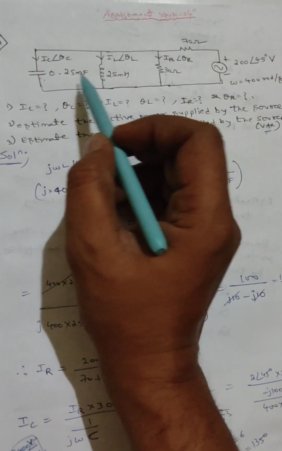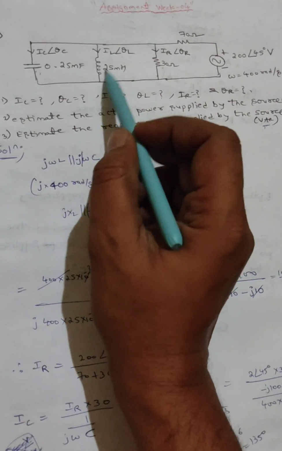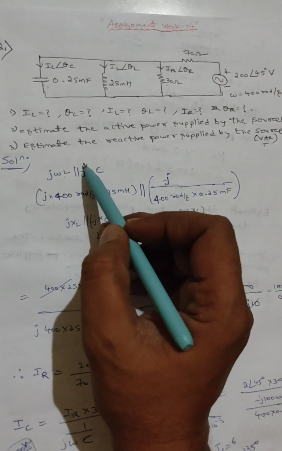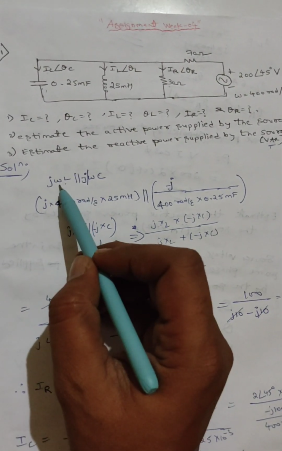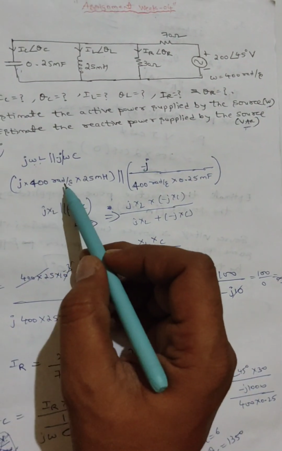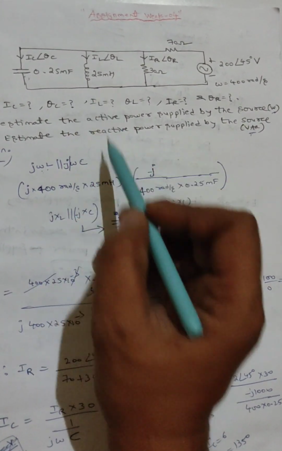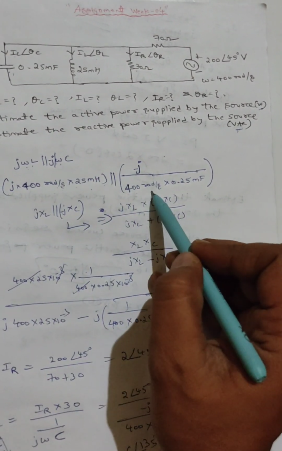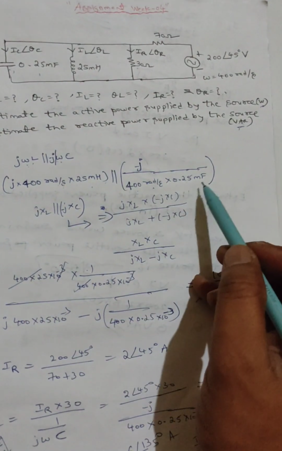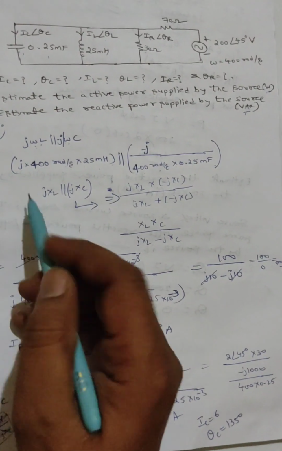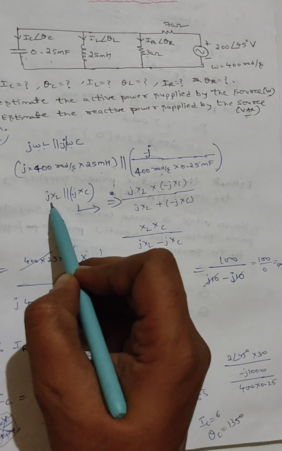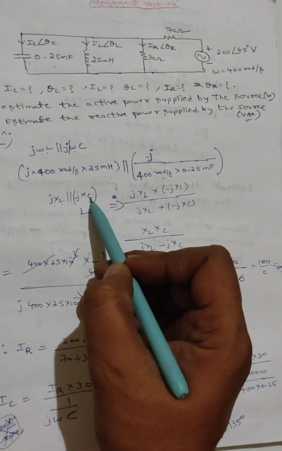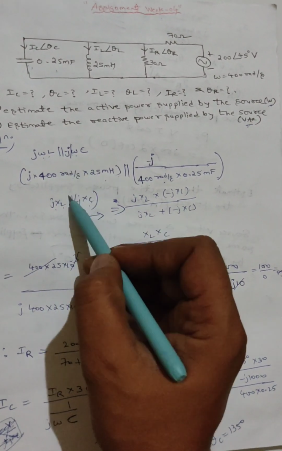Let's see. j omega L, the inductive reactance, is in parallel with minus j divided by omega C, otherwise 1 by j omega C. What is the omega given? 400 radians per second, into the value of the inductor, 25 milli henry. That is in parallel with minus j divided by omega, 400 radians per second, into the capacitance value, 0.25 millifarad. Or in a simplified way, for the inductor we write plus jXL, and for the capacitor we write minus jXC. XL is omega L, XC is 1 by omega C. This and this are both the same.